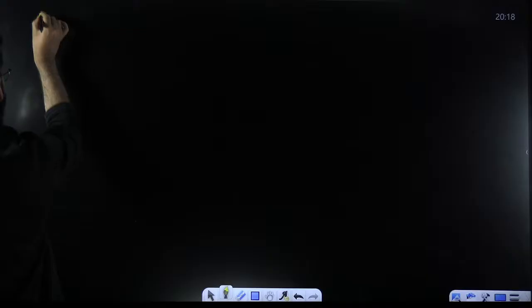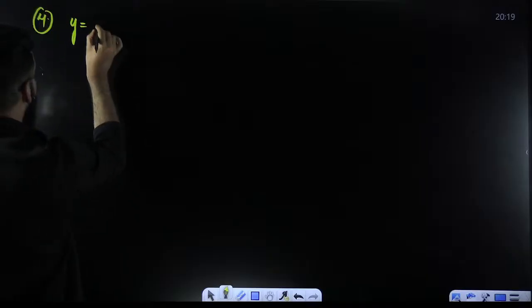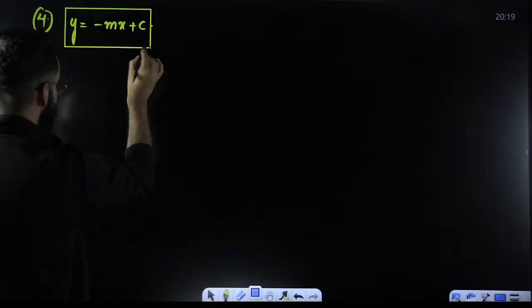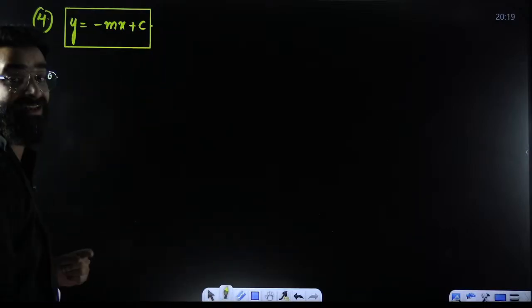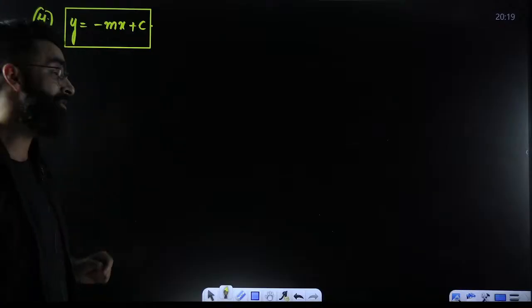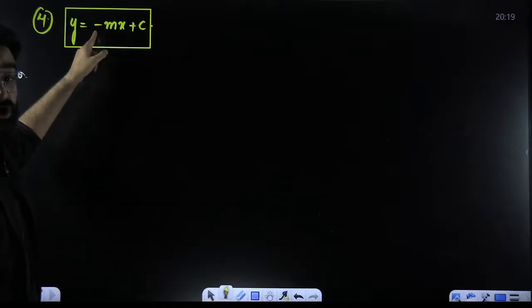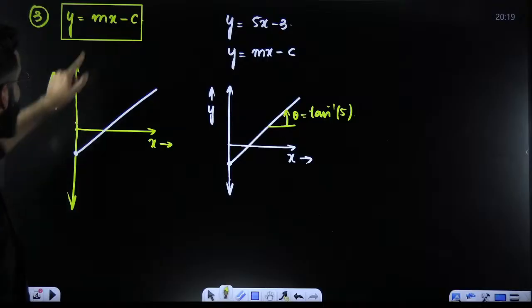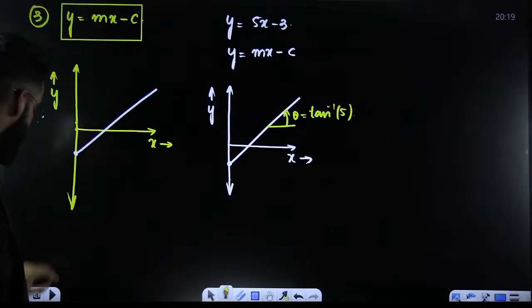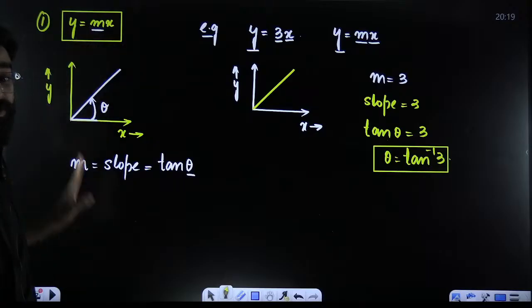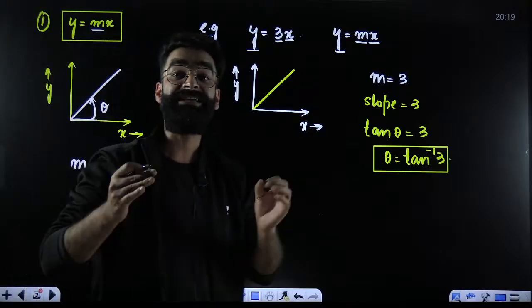Moving on to the fourth equation: y is equal to minus mx plus c. This is again one equation which you will frequently see in chemistry. My dear students, look at one thing. The slope over here is negative. In this particular equation, slope is positive. Slope positive means tan of theta positive.